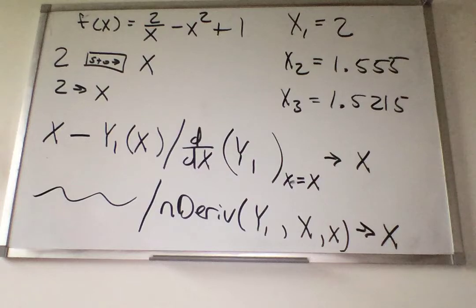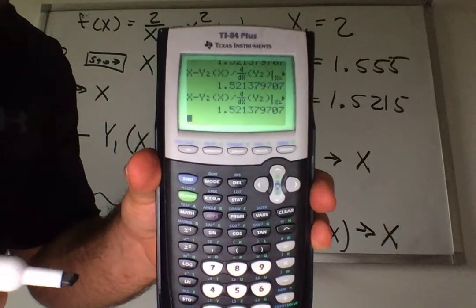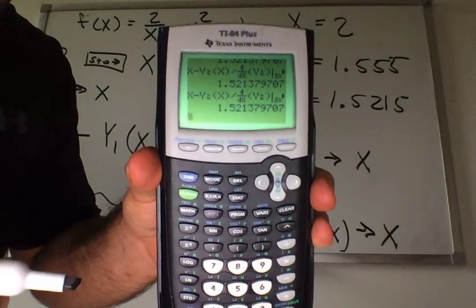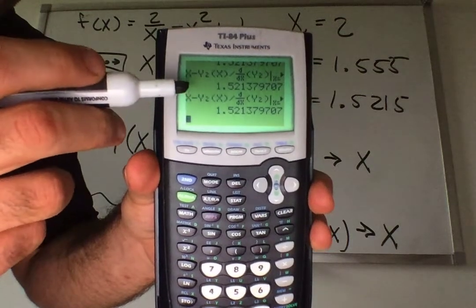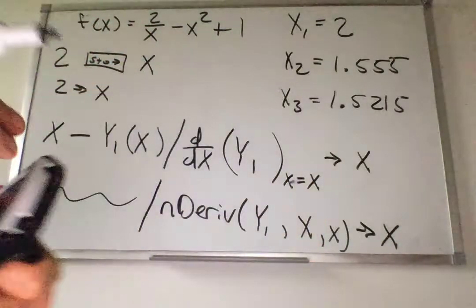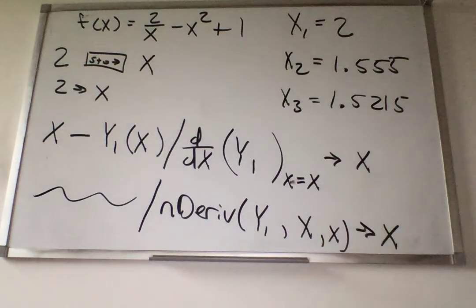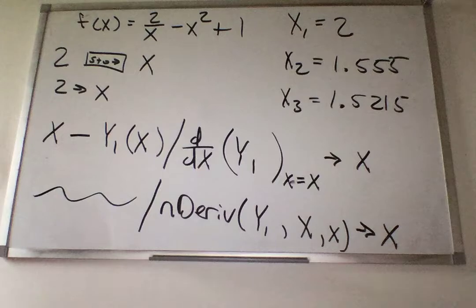after like 6 or 7 hits of the enter key, the number stops changing and it stays at 1.52179707. Okay? You could see this line and this line are exactly the same. If I hit enter one more time, the same number pops up. So it didn't even take a lot of entries to get it to go to the actual answer. So we could calculate as many iterations as we want.